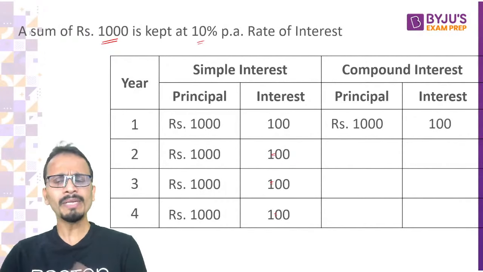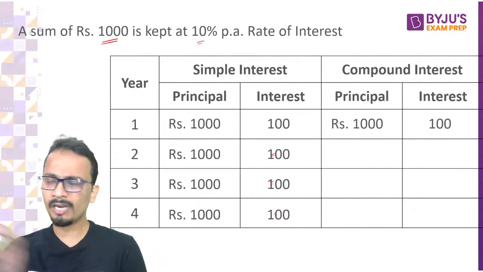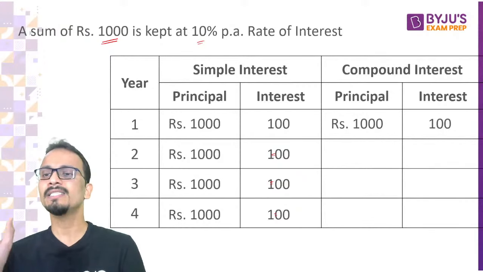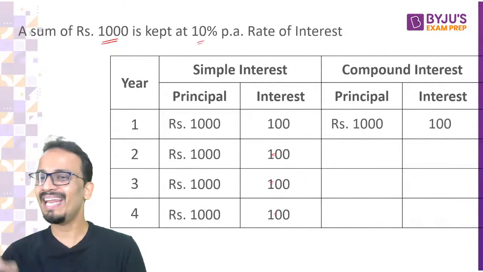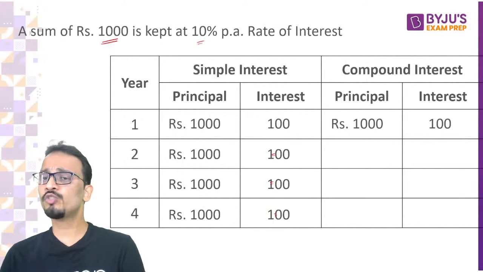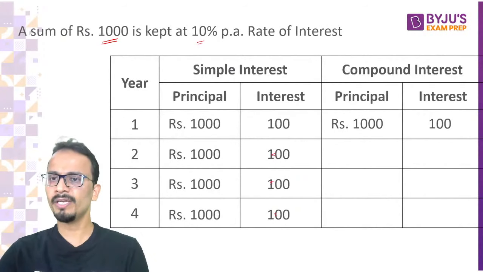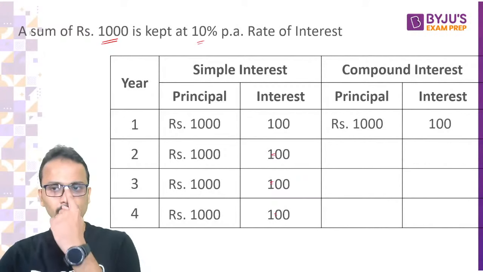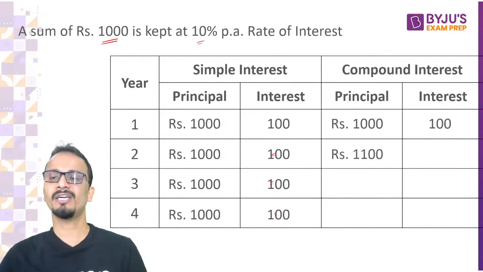Now, principal was 1000 and the interest I have earned in the first year is 100 rupees. So I can say that the total amount at the end of the first year is 1100 rupees, that is the sum of these two. All right. Now, this will act as the principal for the next year. So the principal for the next year will be 1000 plus 100, that is 1100.